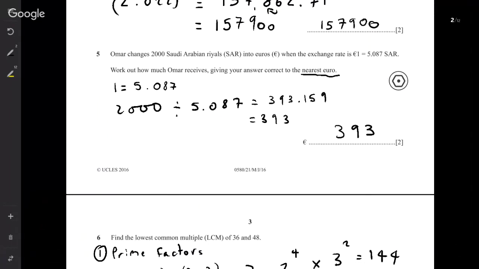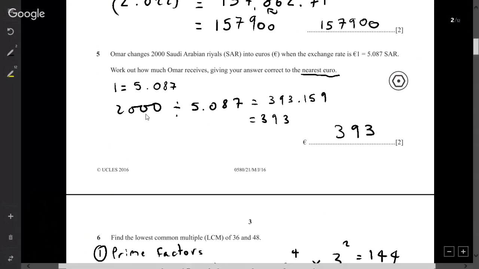Okay, number 5. Omar changes 2,000 Saudi Arabian currency into euros when the exchange rate is €1 to 5.087. Work out how much he receives, given to the nearest euro. Okay, well, all we're going to do here is get his total Saudi money and divide by the exchange rate, and that gives us 393.159. So to the nearest euro it's just 393.